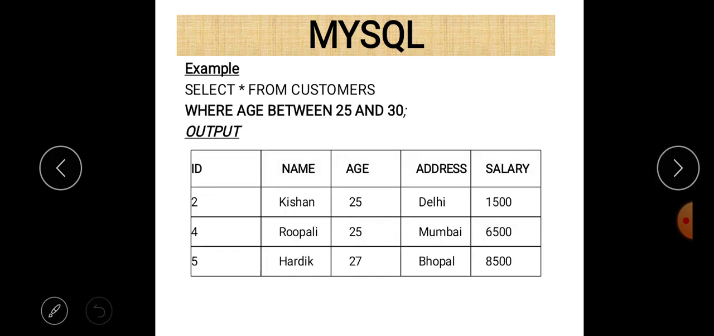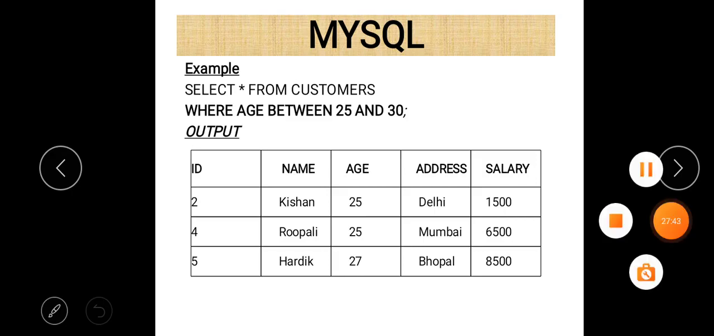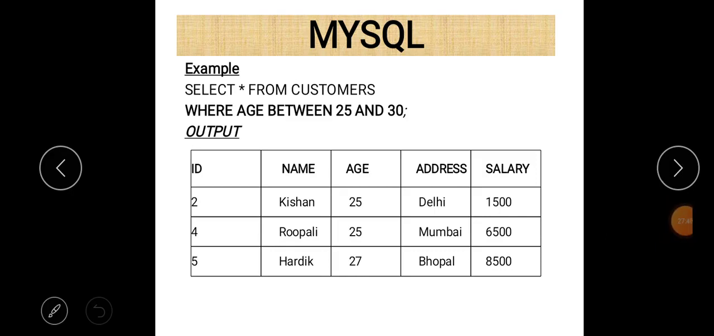For example, there is a table named customer, and if you write select star from customers where age BETWEEN 25 and 30, it simply means that employees who have age 25, or age 30, or an age between 25 and 30 are all selected. It means age 25 is selected, age 30 is also selected, and employees who have age 26, 27, 28, 29 will also be selected. You can easily see here that this is the output.